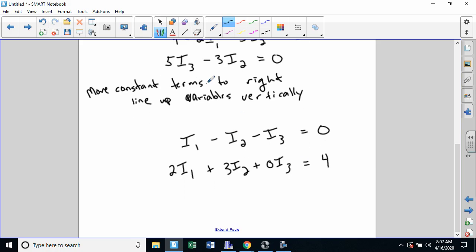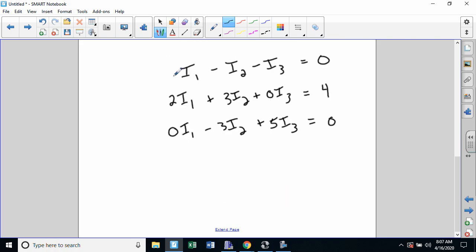And the last equation, we have a 5I3, a minus 3I2 is equal to 0, so the constant term is 0. There is no I1 in this equation. Minus 3I2 and plus 5I3.